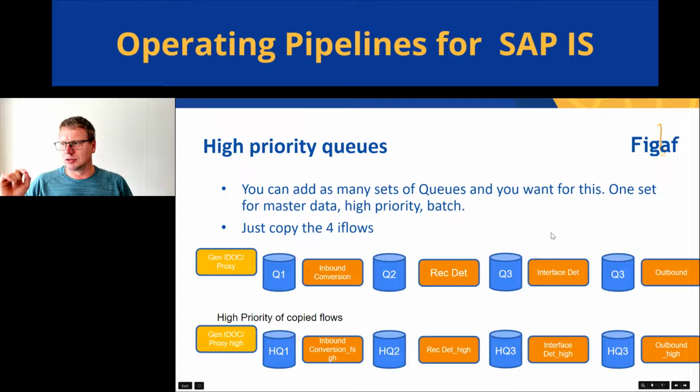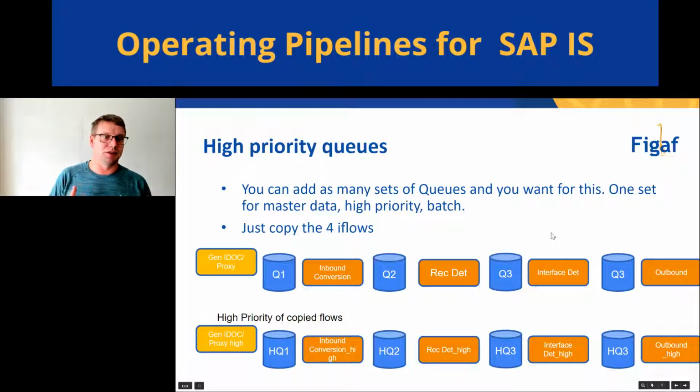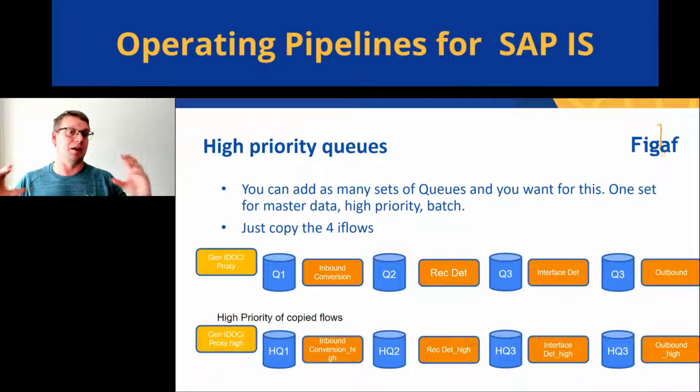I just wanted also to cover this. So in a PI world, we also have the ability to have multiple different flows. We have some that are high priority, which we want to handle instantly. We also have scenarios where it's like, okay, just do it whenever you have time. And you can just copy these four flows, and then you have a new set of processes.